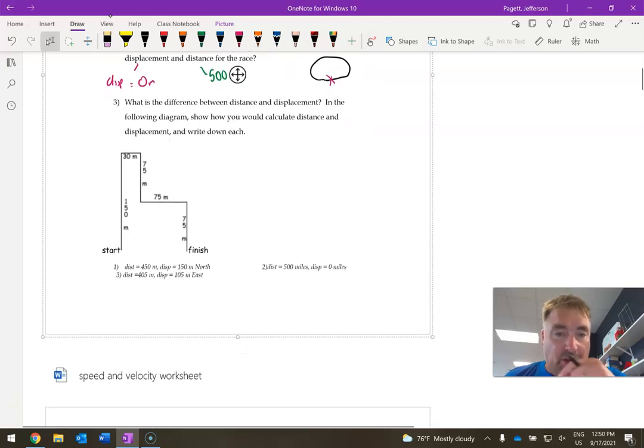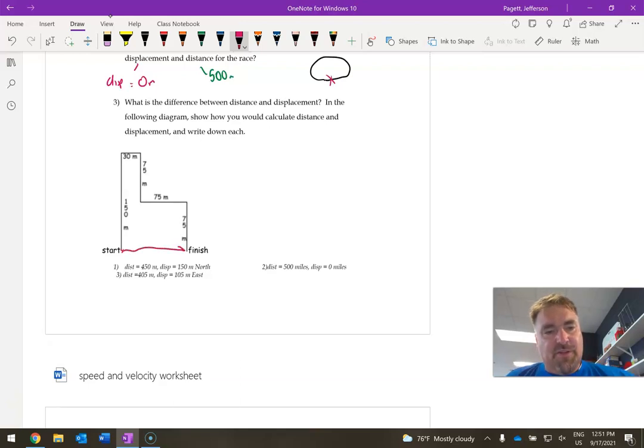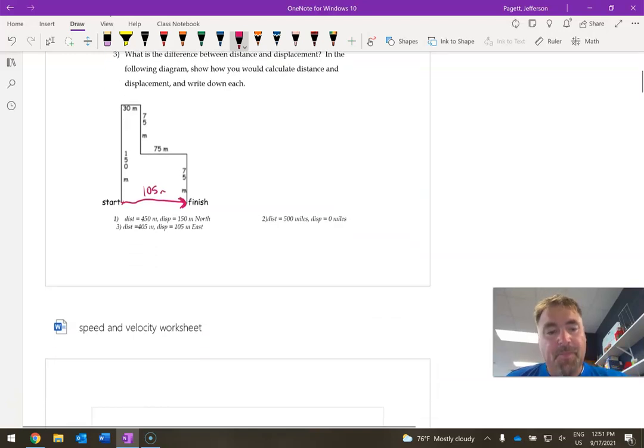Okay, so calculating distance, add it all up. Displacement, you're just going to add them up. So we've got 150 north, 30 east, 75 south, 75 east, 75 south. So basically the north-south is once again nothing. And if I add up from start to finish, so over here, here's my displacement. This is going to end up being 105 meters. And I've got to have the direction there. But this arrowhead will suffice. As long as I have the arrowhead, that shows me that I went east.